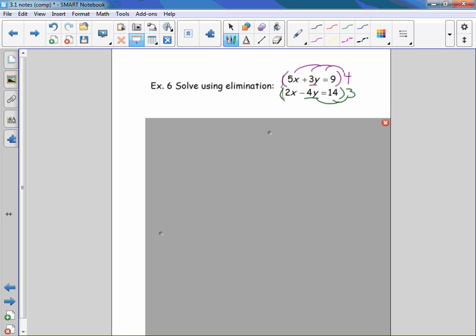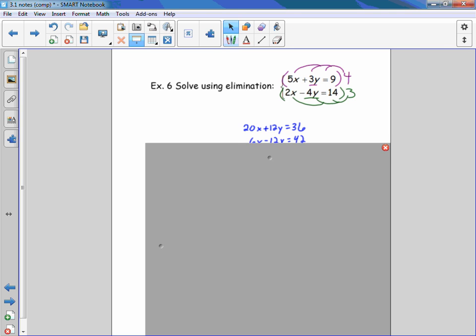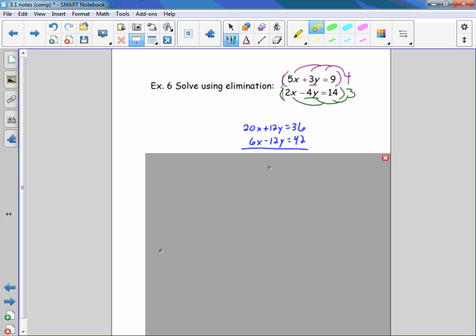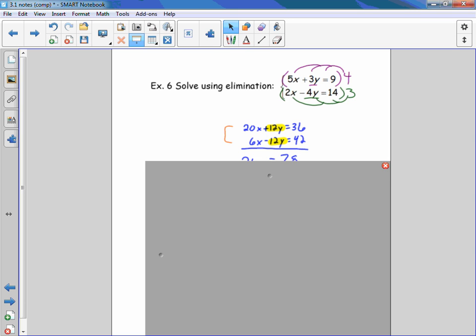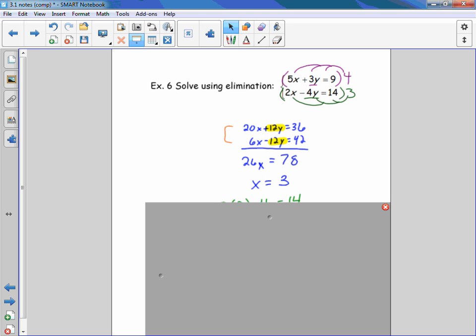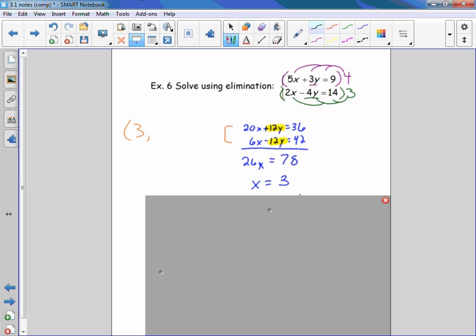And when we do this, the result now is a system that looks like this. We have 20x plus 12y equals 36, and 6x minus 12y equals 42. We can now clearly see that these y's are opposites, okay? So when we combine these two equations together, we're just going to add them up basically. The y's drop out, and that leaves us with 26x equals 78, and we can easily solve for x. So we know that for our solution for the system, x will be 3.